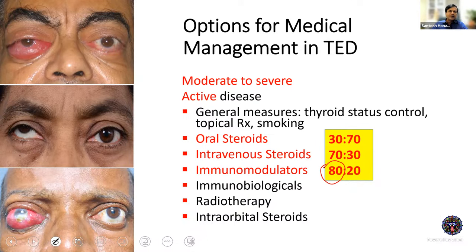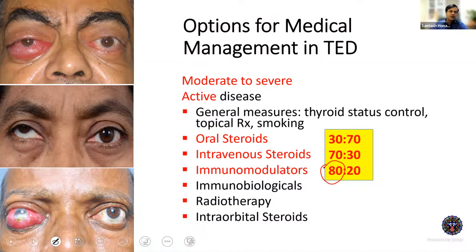Now, significant effect of treatment is measured as reduction in proptosis of more than 2 millimeter, reduction in lid retraction of more than 2 millimeter, reduction of clinical activity score of even 1 is considered relevant, right? And improvement in ocular motility by more than 8 degrees, or improvement in binocular field of fixation. Degree is not mentioned there. So any of this is considered a response, correct? So with those parameters in place, if you look at all the published studies, this is the rough data that you get, 30-70, 70-30, and 80-20.